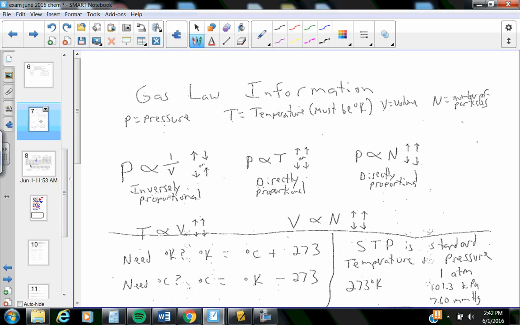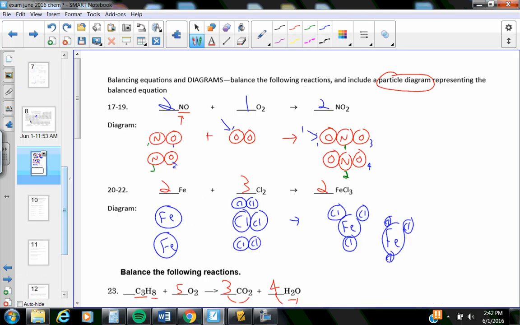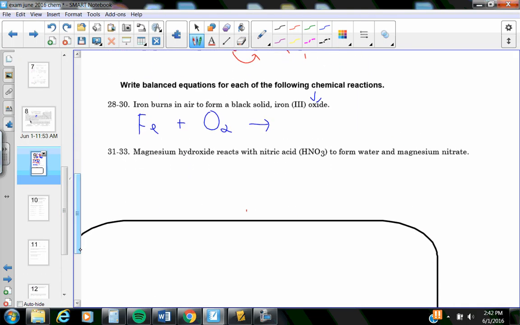I could go back and look that idea through. Iron(III) oxide is iron with a +3 tied to oxygen with a -2, because all oxygens have a -2. Crisscross: 2 of those, 3 of those. The other product is going to be Fe2O3. Is that balanced? No.